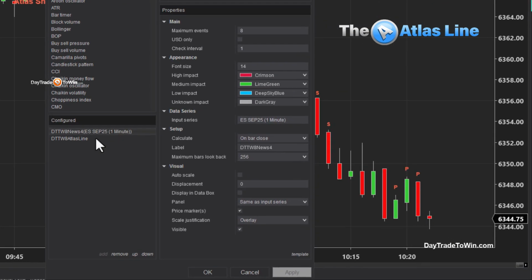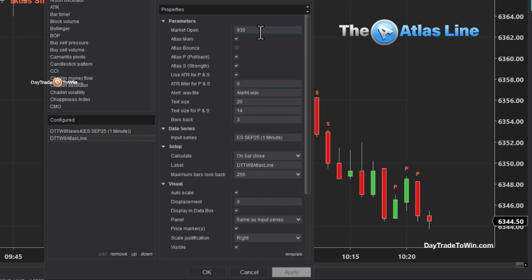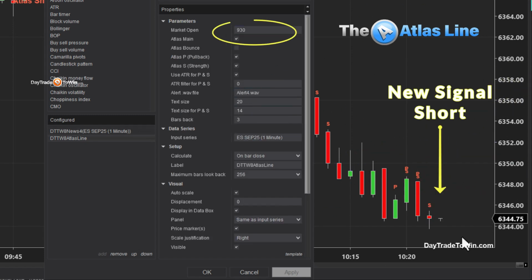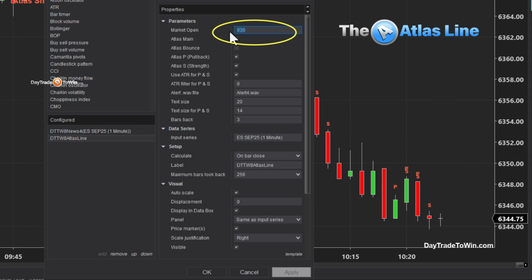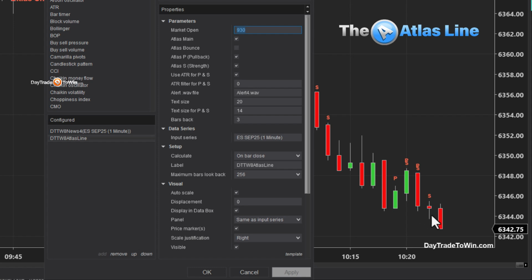And on the back end of the software, the important parameter is the market open parameter. Now there's a signal here. You heard that audible alert. The Atlas Line also gives you a text and audible alert. Since I'm in Eastern Standard New York time, 9:30 is when this market opens for me, but you can use it after hours. You can start it in the London session. So it's versatile for any market.